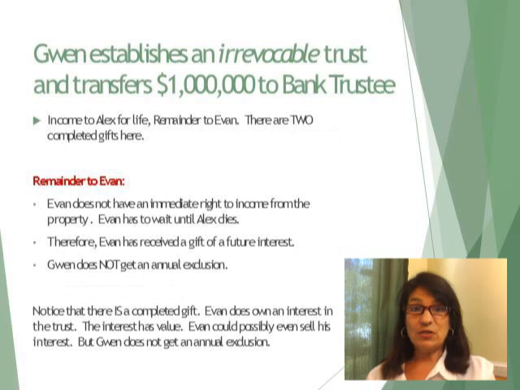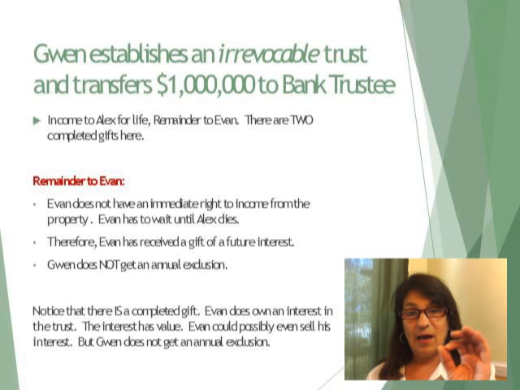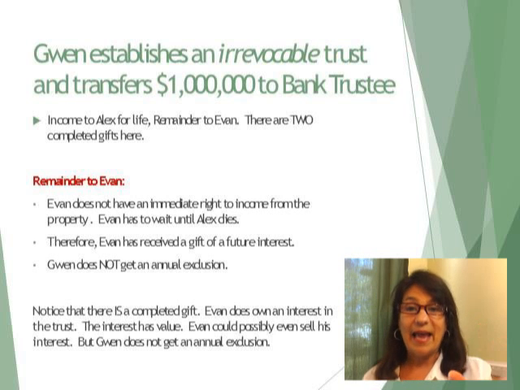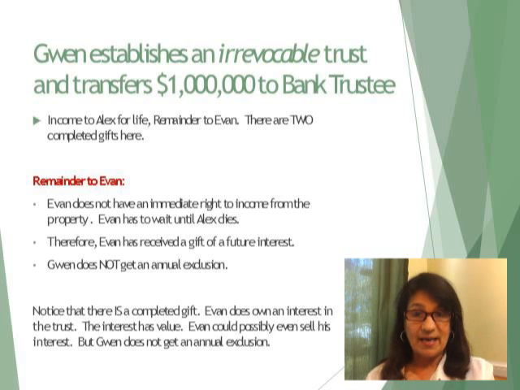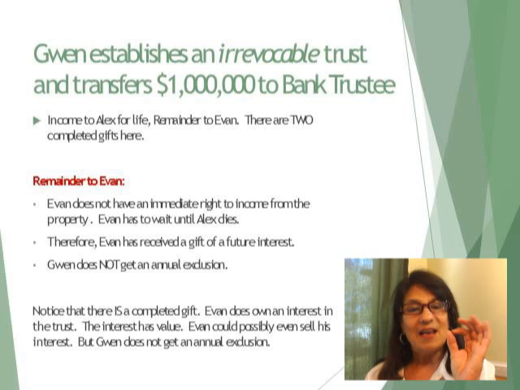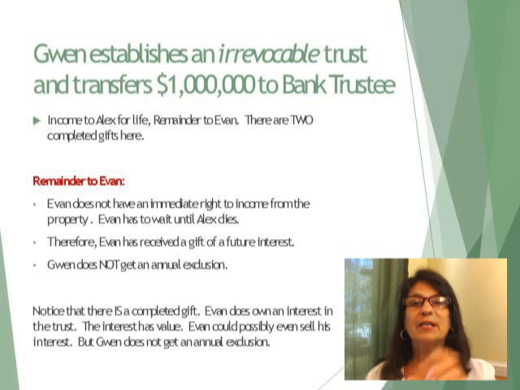Now, what about the remainder to Evan? Well, Evan does not have an immediate right to income from the property, does not have an immediate right to use the property. It's kind of the nature of a remainder. A remainder is a future interest, right? And so Evan has received a gift of a future interest, and Gwen does not get an annual exclusion for Evan, right? So notice, however, Evan has received an interest in this trust, and now he owns it right now, and it has value. So he has presently received a gift, but it is a gift of a future interest.